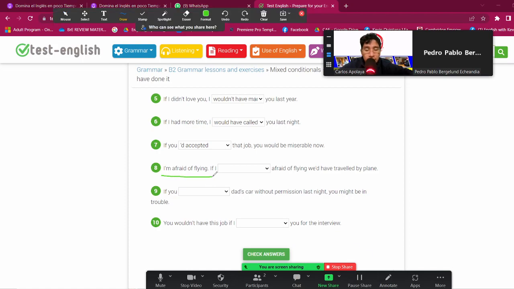Look at this. This is a fact. I'm afraid of flying. Este es tu fact. Yo tengo miedo a volar. ¿Cuál sería mi situación hipotética? Si está en presente, mi situación hipotética va a estar en pasado.